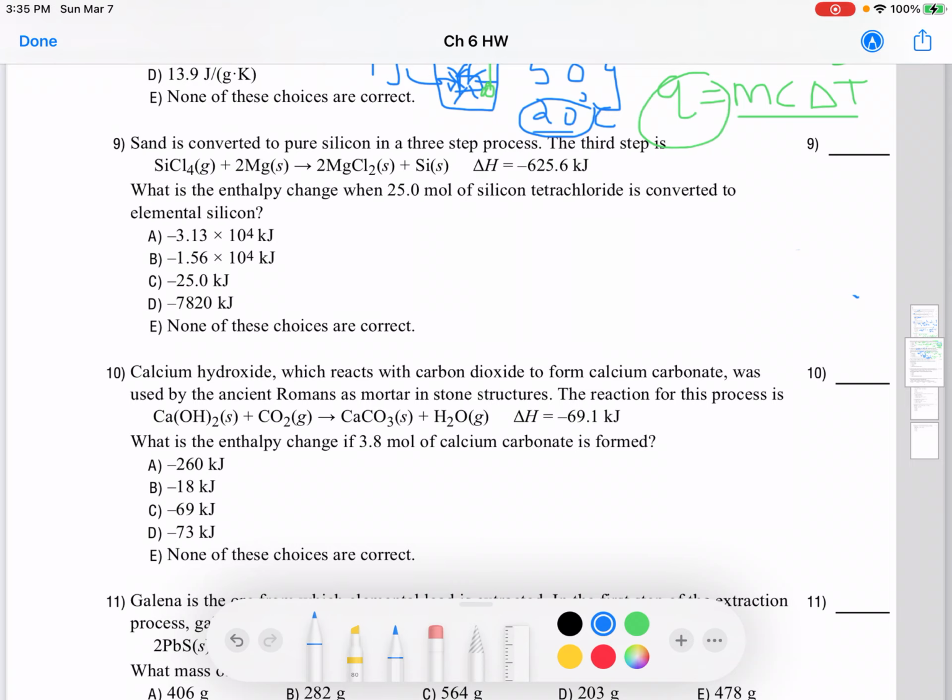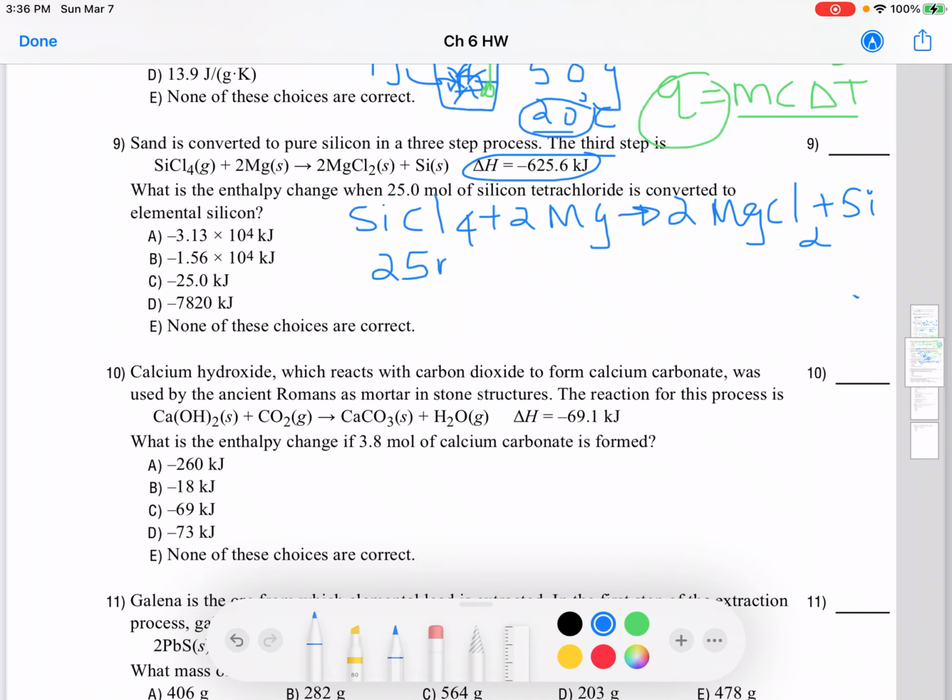Let's see. So SiCl4 plus 2 Mg gives magnesium chloride plus silicon. And for this one, delta H is given as negative 625. We are asking, when you have 25 moles of silicon tetrachloride, what would be the enthalpy change?